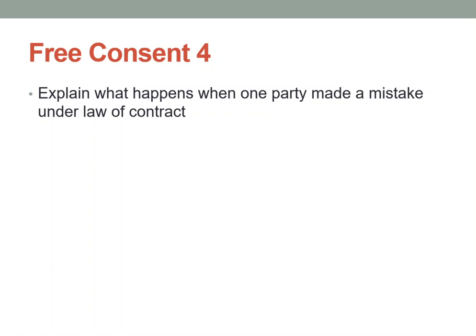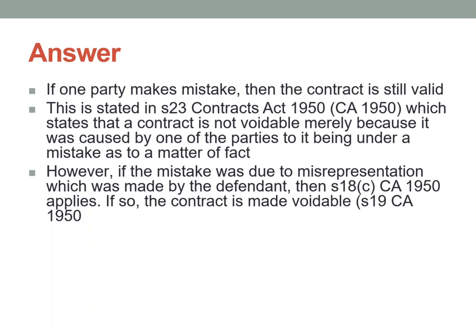If you mention the wrong Malaysian law, it doesn't matter, the contract is valid. But if you mention the wrong law, which is not enforced in Malaysia, then what happens? The contract is void. So if one party makes a mistake, then the contract is still valid. This is stated in section 23. It states that, okay, just a second.